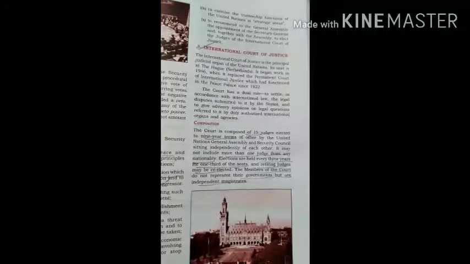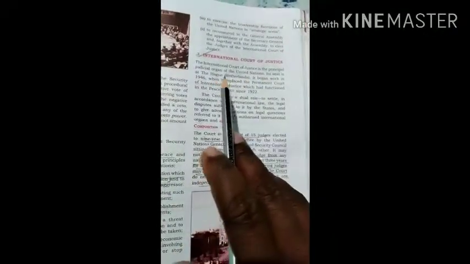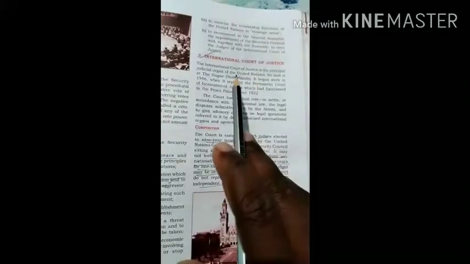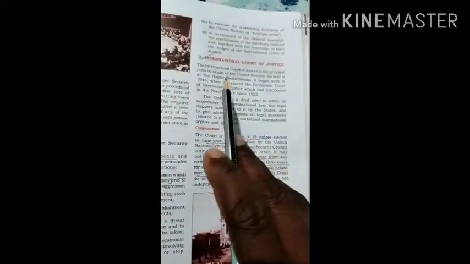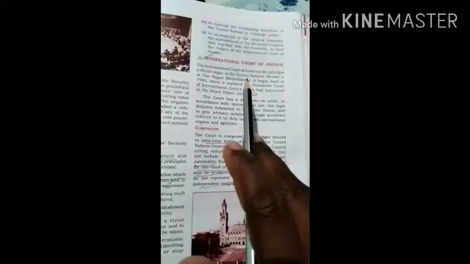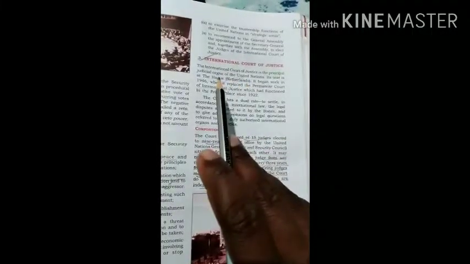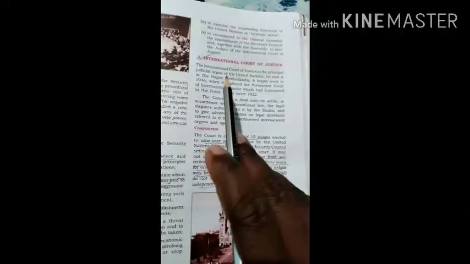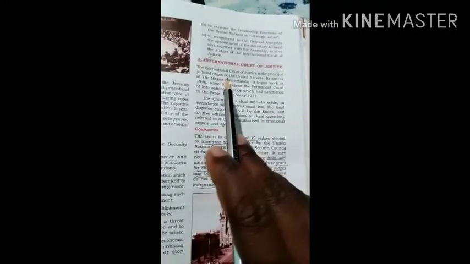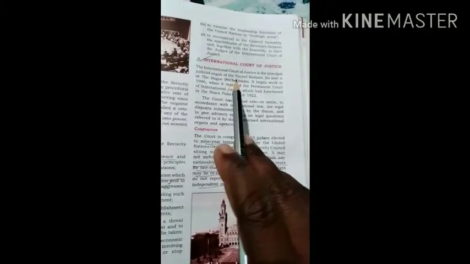Dear students, let us continue with the same chapter, that is United Nations. And in this particular video, I will be explaining to you the International Court of Justice. The International Court of Justice is the principal judicial organ of the United Nations. So the International Court of Justice basically deals with the judicial matters of the United Nations. That means it deals with law and order, and it also plays the role of a court of the world.